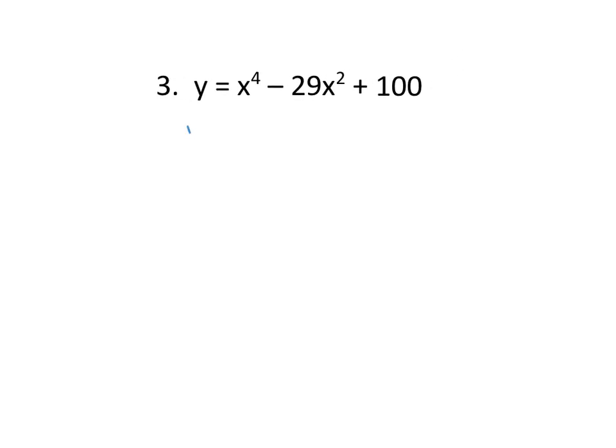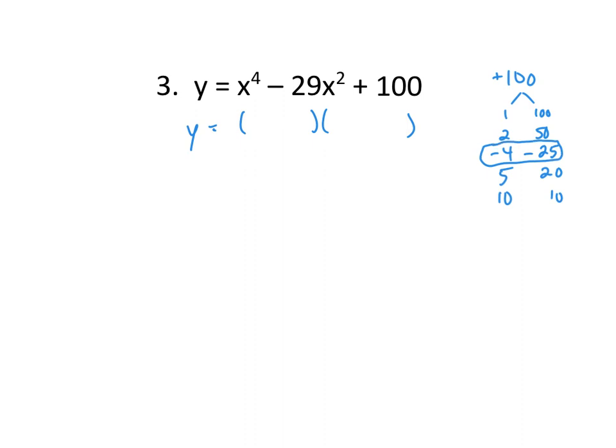This one we're going to factor right away. We don't have to pull out a greatest common factor because there is not an x in each term, and 1, 29, and 100 have a common factor of just 1. So we're going to look at the factors of 100, and there's a bunch of them. 1 and 100, 2 and 50, 4 and 25, 5 and 20, and 10 and 10. Which of these will multiply to +100 but add to -29? That would be -4 and -25.